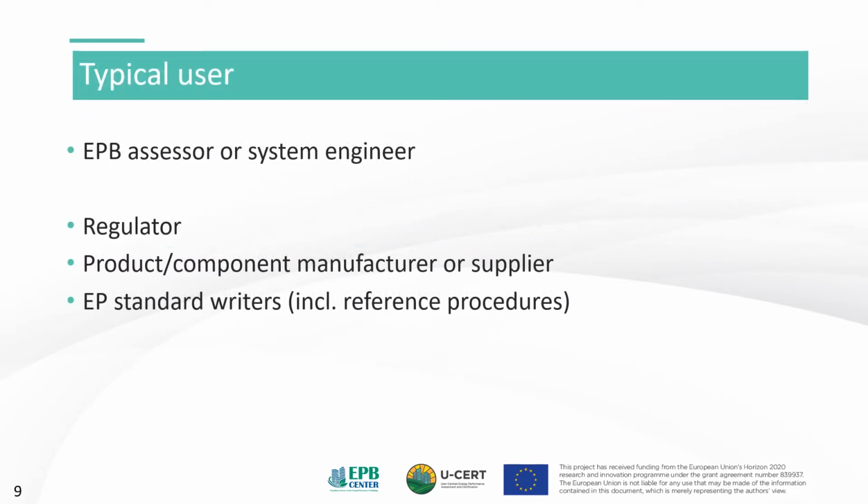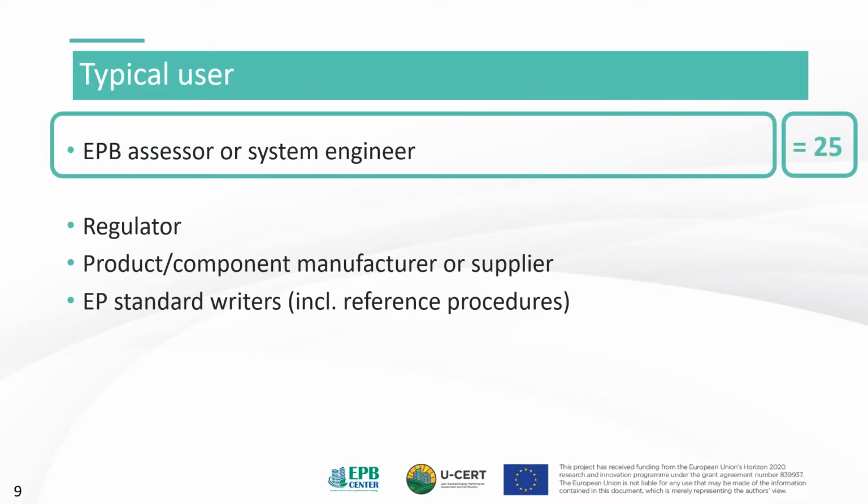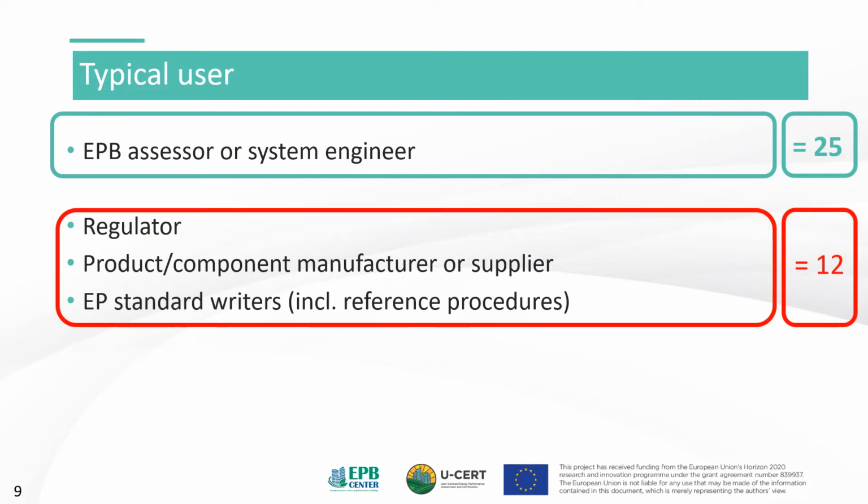As a next step, we can also look at the typical user of the EPB standard. So is it a standard that is typically used by an EPB assessor or system engineer, to do the actual EPB assessment? Or is the standard that, for instance, is targeted to regulators or to product or component manufacturers or suppliers? And there are even EPB standards that are specifically made for the EPB standard writers, for instance, because they include reference procedures. So for the EPB assessor or system engineer, there are 25 EPB standards, and the others are for the other categories of users, and they will be disregarded in this selection as well.